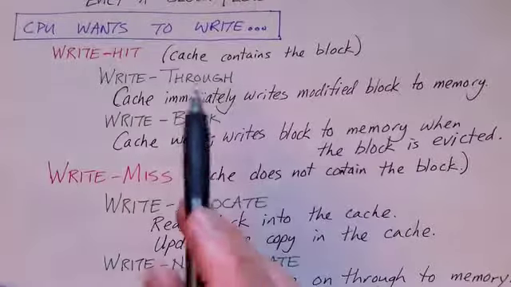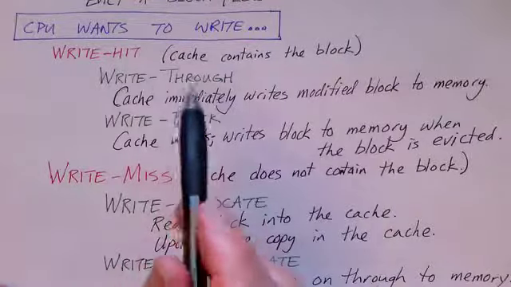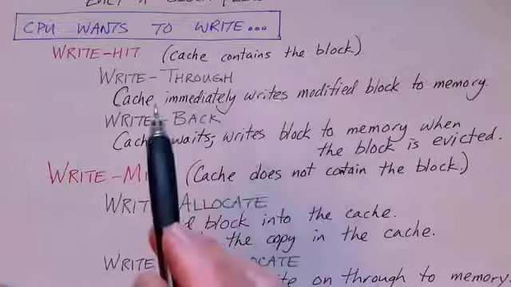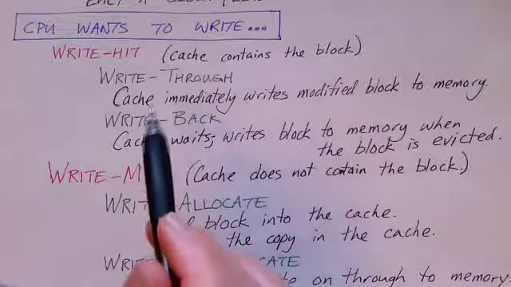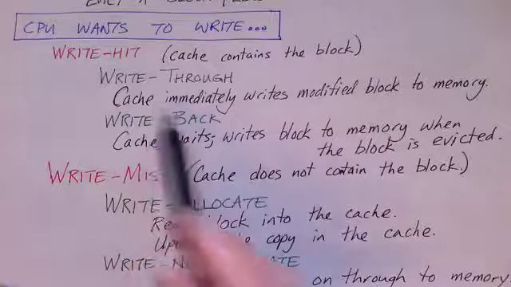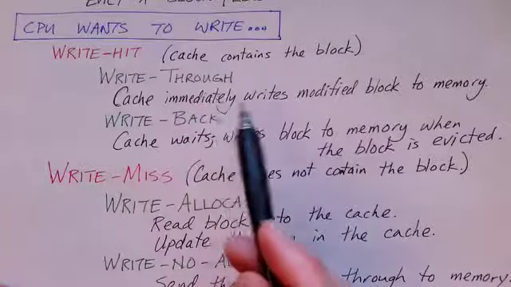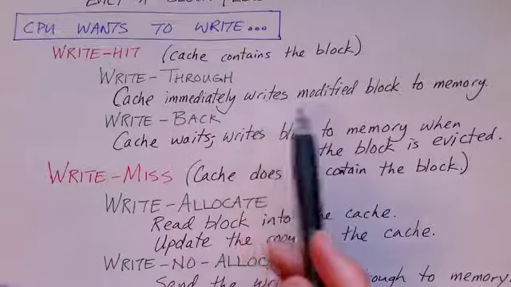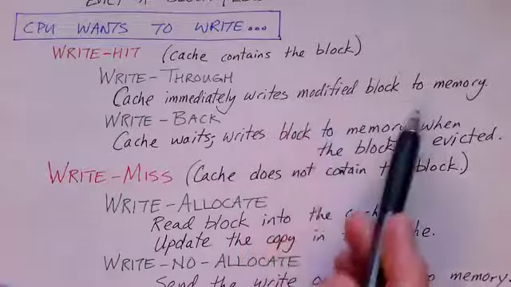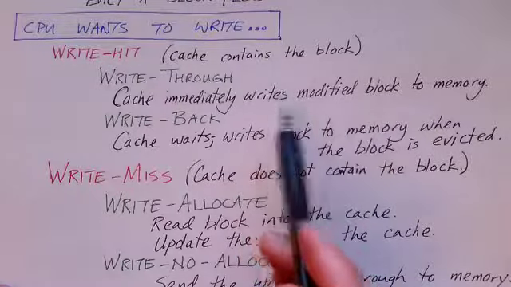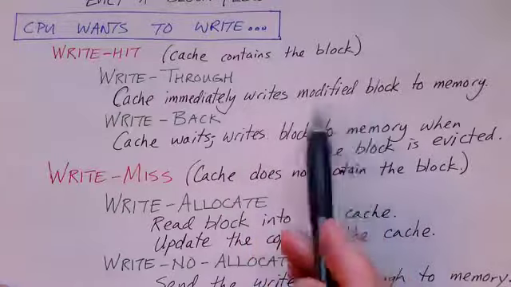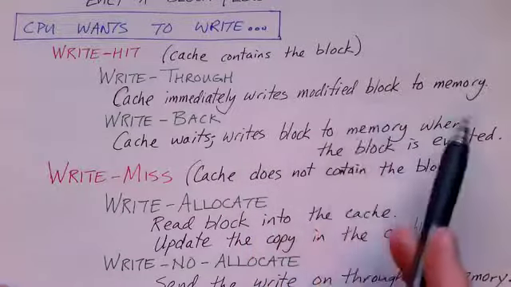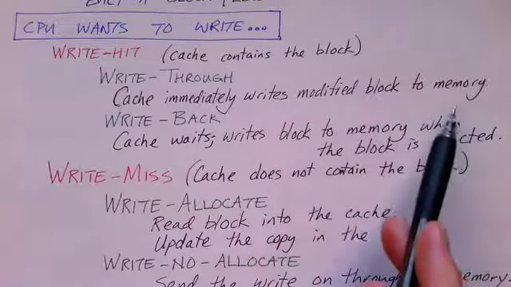With write through, the cache contains the block that's getting updated. What happens here is that the cache unit will immediately forward the update to main memory. So the cache will write the modified block with the modified data back to main memory immediately. It won't wait.